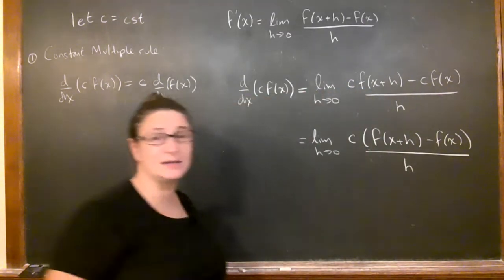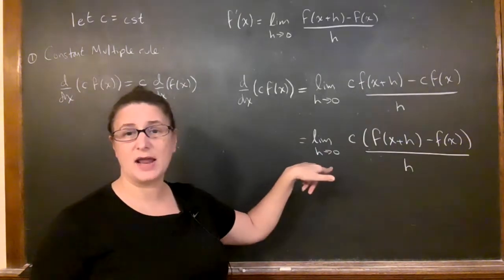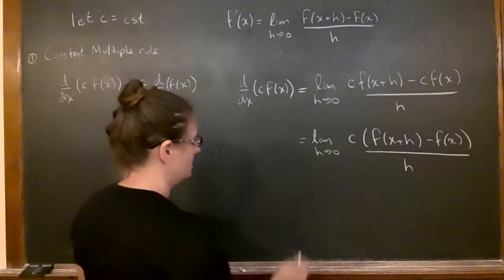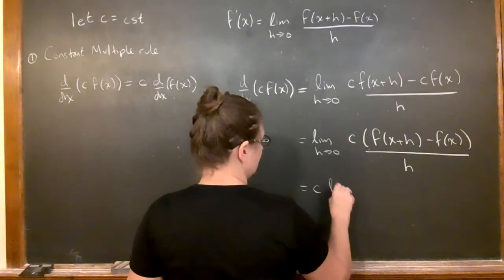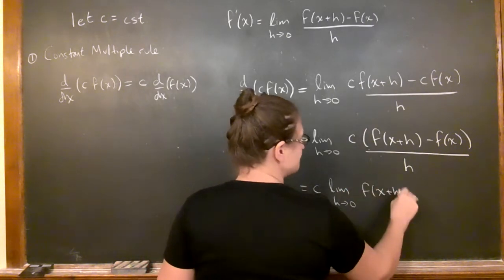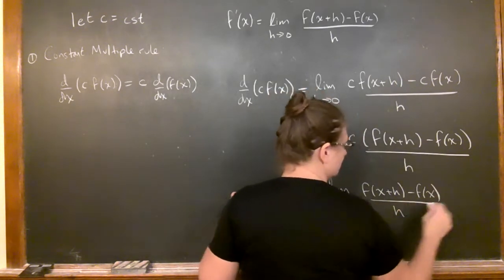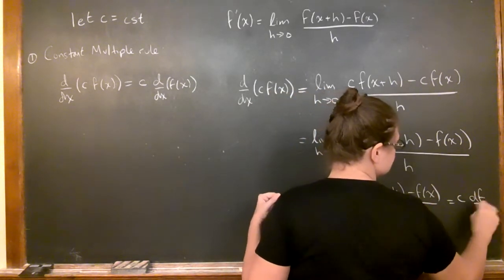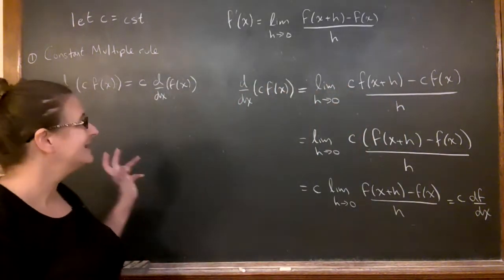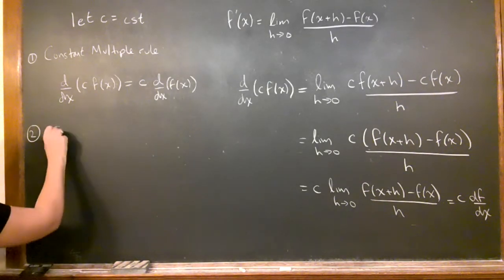But actually, I can in fact pull it all the way out. I can pull it out in front of the limit because the limit is over h. It doesn't say anything about c. So I just pull it out, and then I have c times the limit of my ordinary difference quotient, which is just c times the derivative, which is what I was trying to prove. Okay, so pretty straightforward.